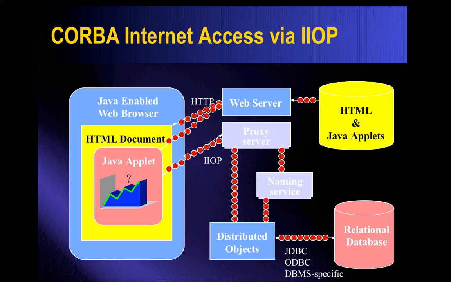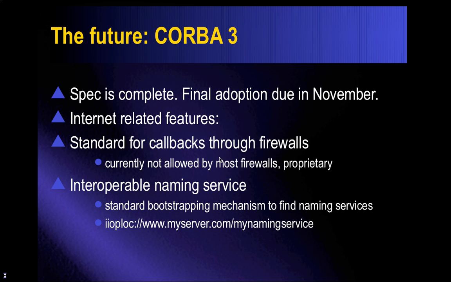Here's the big picture. I kind of like this picture. It looks kind of nice. We got the Java-enabled web browser over here. We got the HTML page. We got the Java applet that's going to the HTTP web server, a web proxy. And then here's where the CORBA fits in.